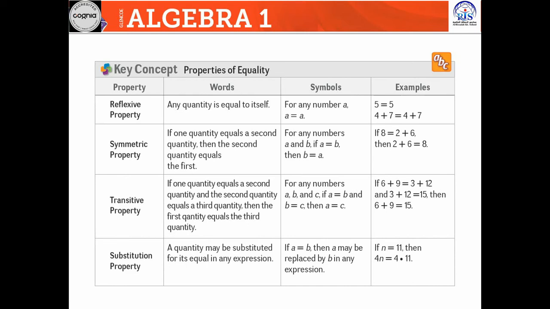Substitution property means we substitute each variable by its value. For example, A equals B, then A may be replaced by B in any expression. If I say x equals 5, then I ask you to find x plus 2. You replace x by 5 and you can say 5 plus 2 equals 7. This is called substitution.